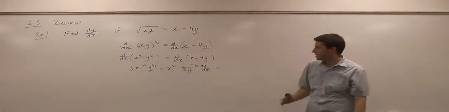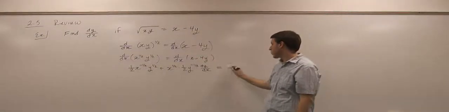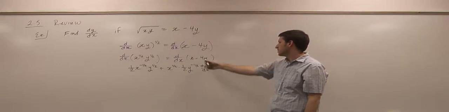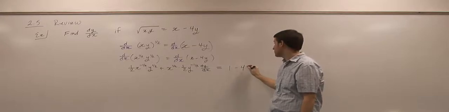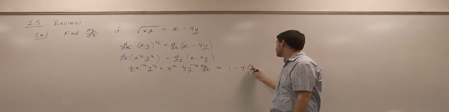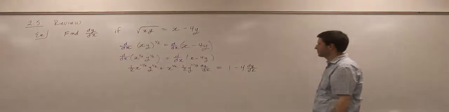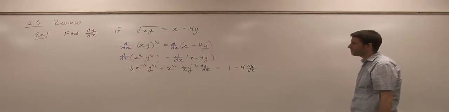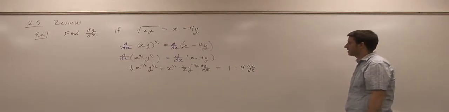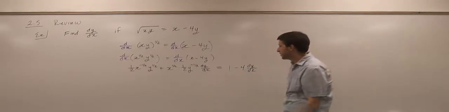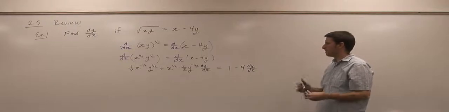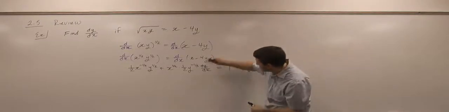On the right side, the derivative of x is 1, so that's pretty easy. The derivative of negative 4y is minus 4 dy dx. Okay. So now we've done all derivatives, we just have to isolate dy dx. How do we do that?